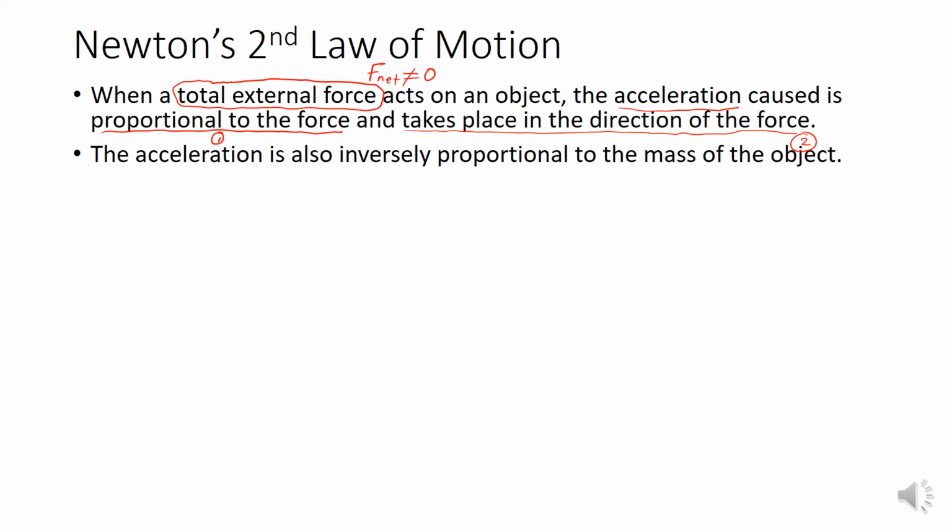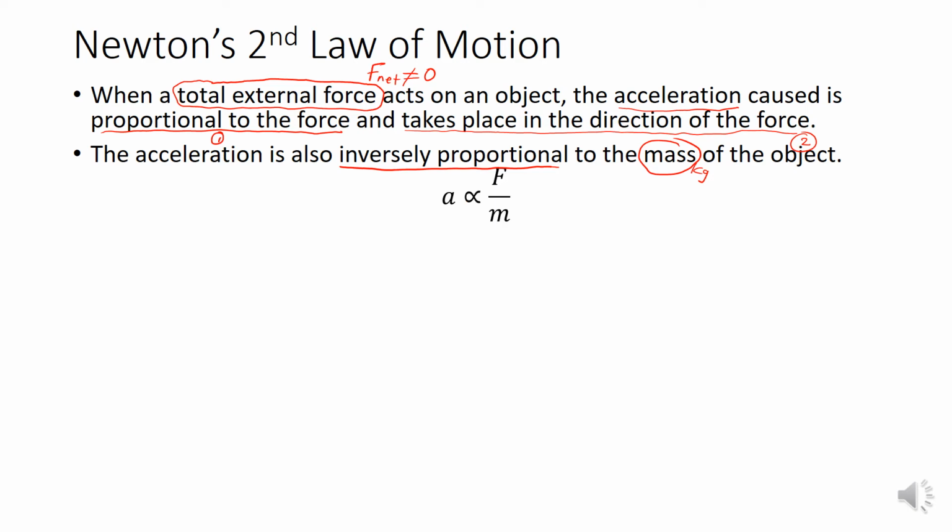Also, the acceleration is inversely proportional to the mass of the object. So here's a mention of mass. Okay, so mass is how many kilograms the object is, and inversely proportional means that if you have a large mass, you'll have a small acceleration. So a big heavy object is hard to get accelerating, and if you have a small light object, you'll have a large acceleration. It's easy to accelerate it.